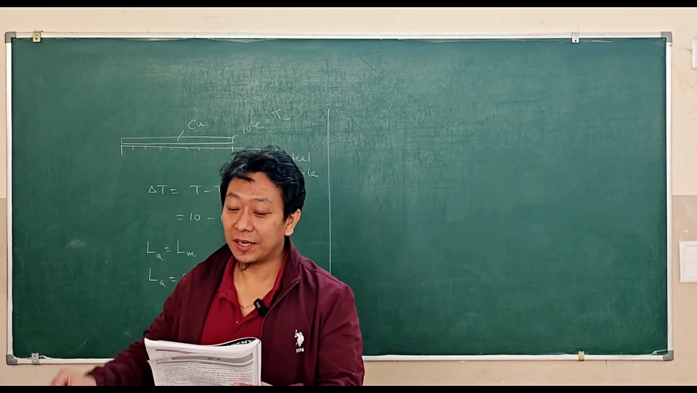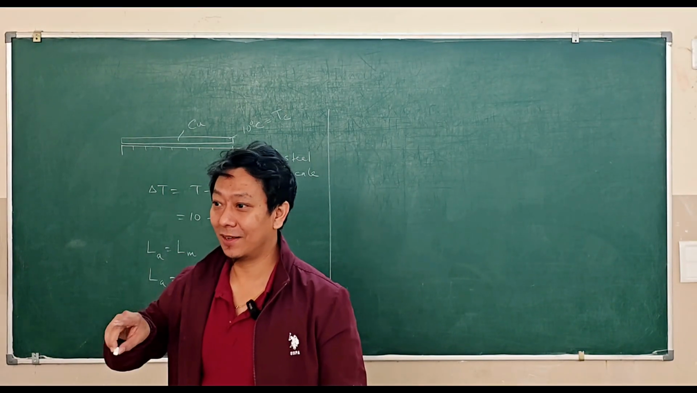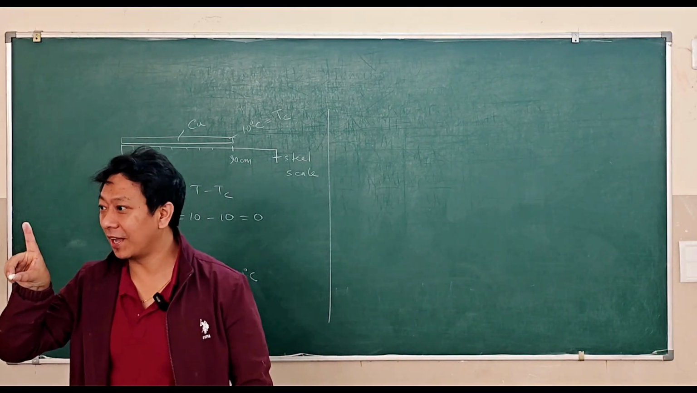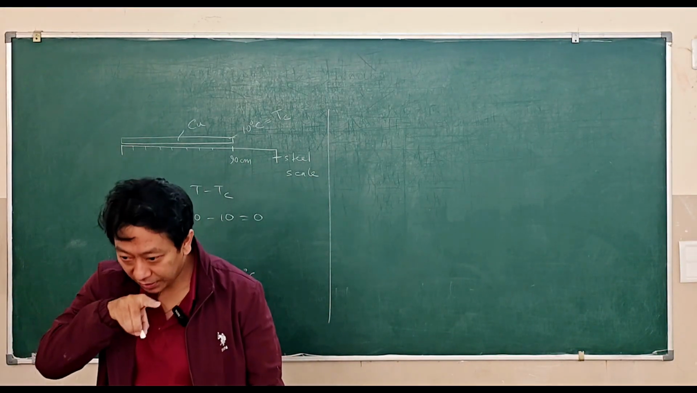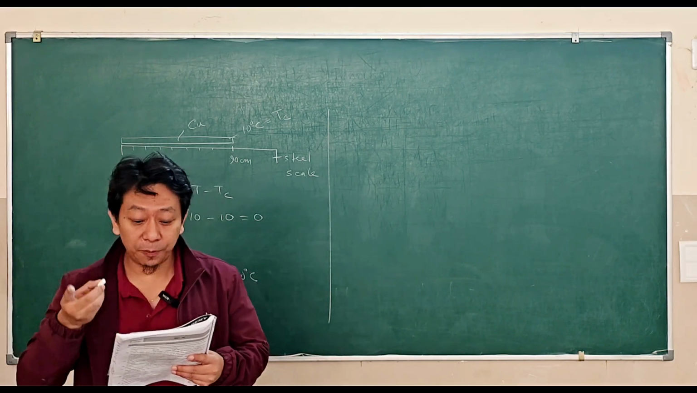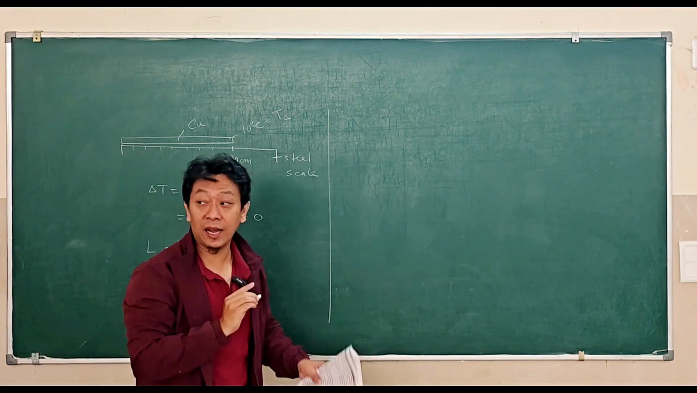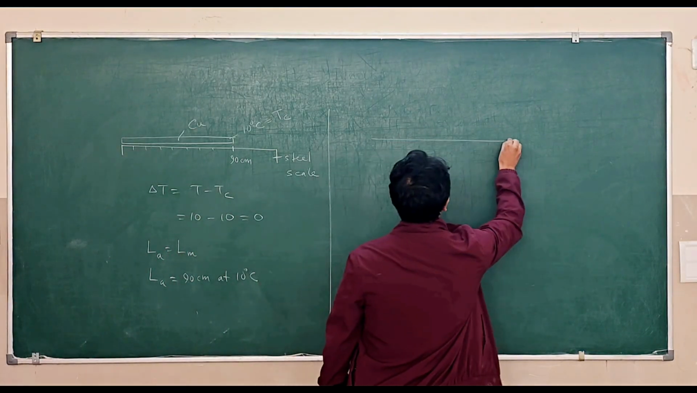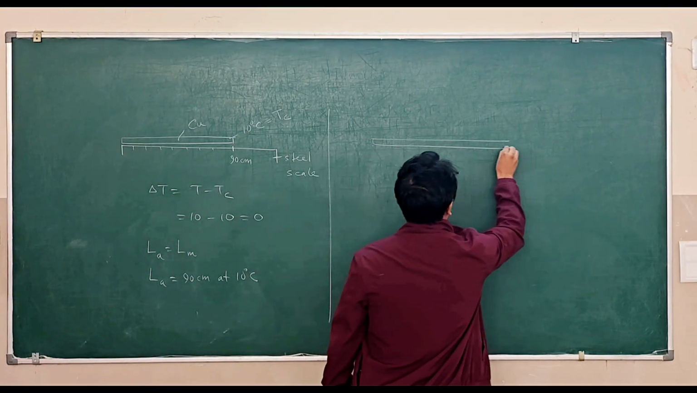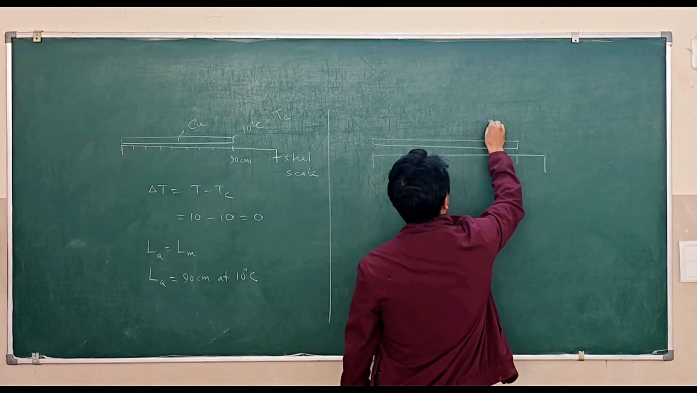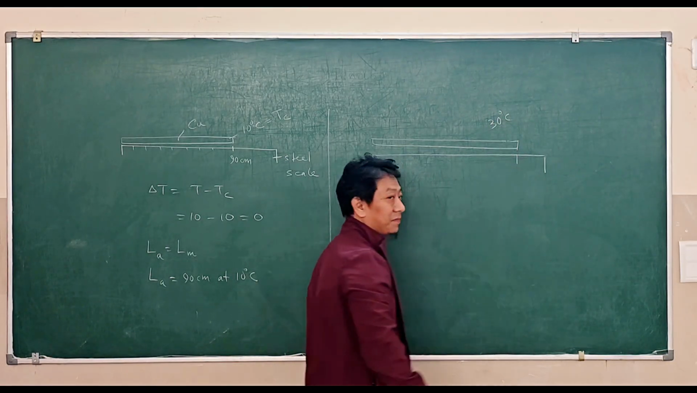Now see the beautiful thing. What would the tape read? What would the tape read? What do they want? Measured length. Reading means through measurement you have to do reading. What would the tape read when both are at 30 degree? Both are at 30 degree. Interesting, sir. Both are at 30 degree.